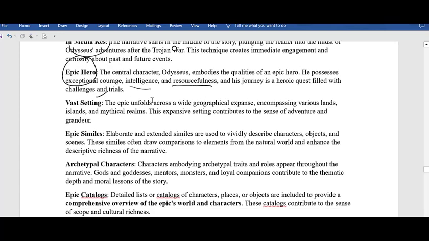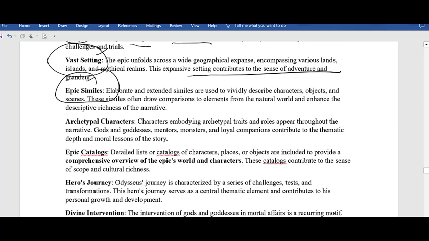Next, you have a vast setting. The setting of every epic is vast. It has a great geographical expanse. Very often it covers several continents together, and this just adds to the level of adventures that they have. Then you have epic similes. An epic simile is where every object is described in such grandeur, in such detail, and very often comparisons are made from the natural world to the divine world, right?